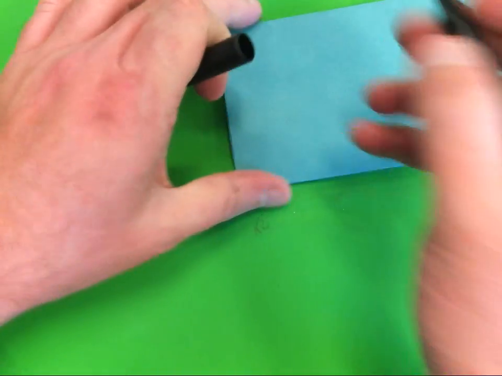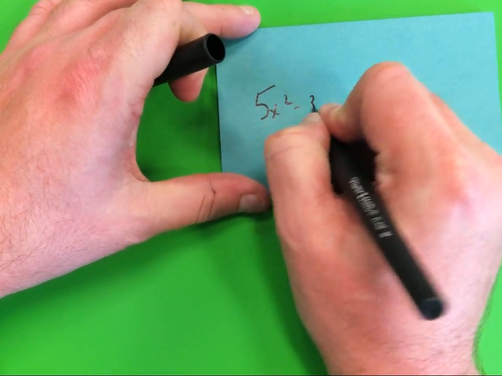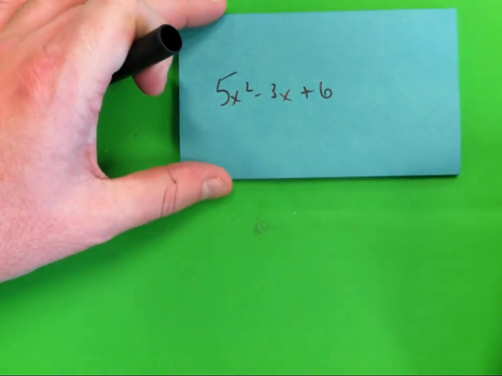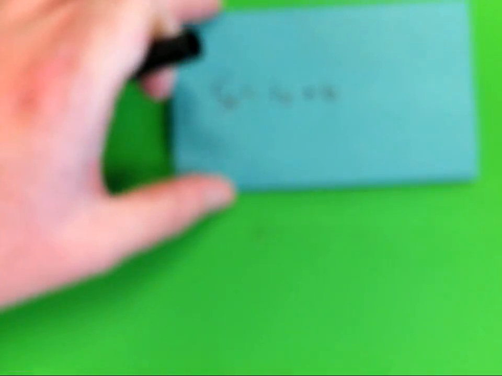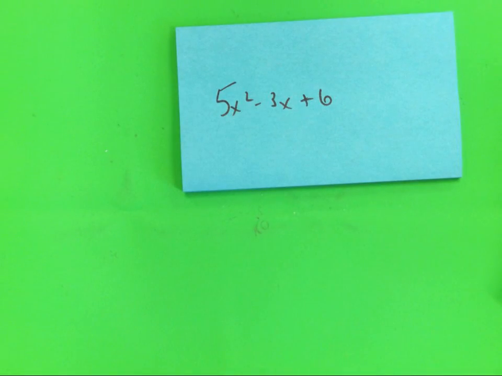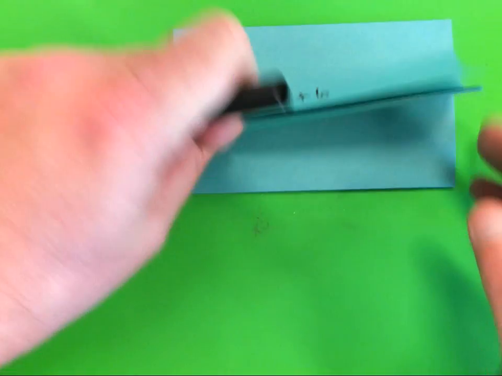Look at that. Jack, if I had this problem right here, buddy. A will be 5. B would be negative 3. Oh, yeah.